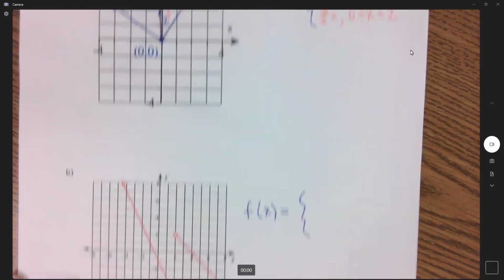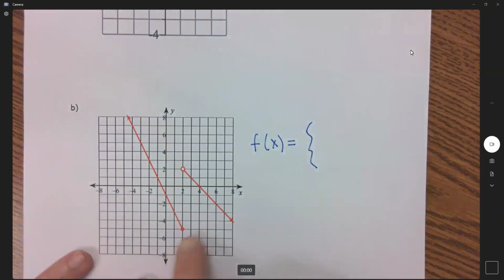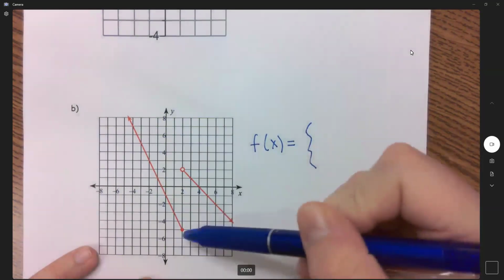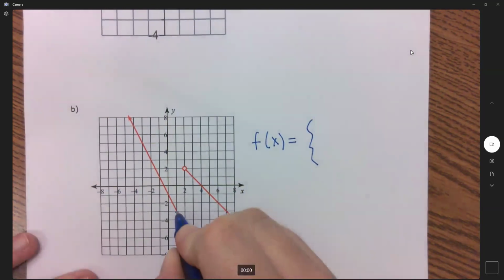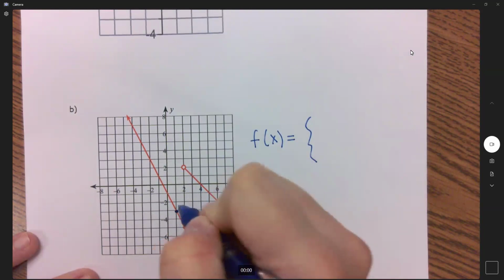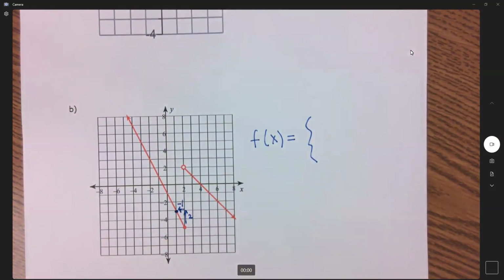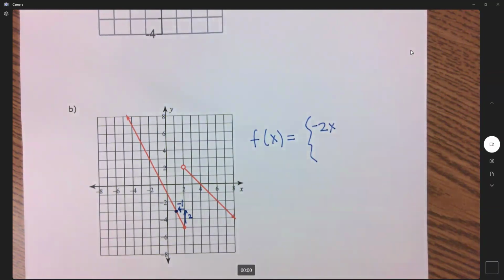Okay. If you want to, you can try pausing the video and seeing if you can do this one on your own. Okay, so let's either continue on or let's check our answers here. So for this first one here, it looks like I have another point right here. So my rise is 2 and my run is a -1. So if my slope is rise over run, we have a slope of -2. So you got -2x.